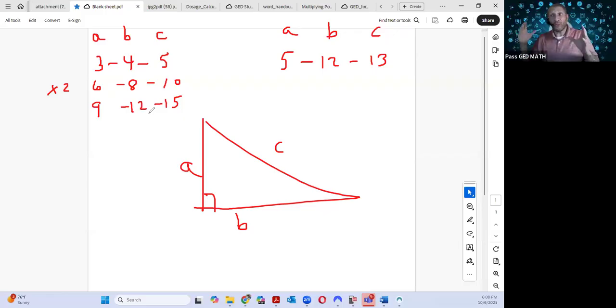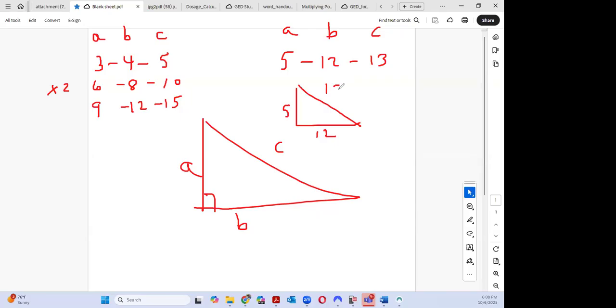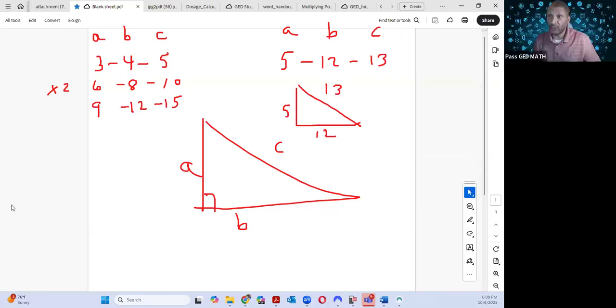That's one of the most used special right triangles on standardized exams. There are some others, but the most common are 3, 4, 5, and 5, 12, 13. So if your legs are 5 and 12, your hypotenuse is going to be what? 13. Good.